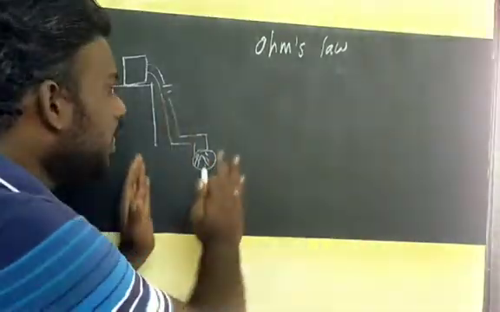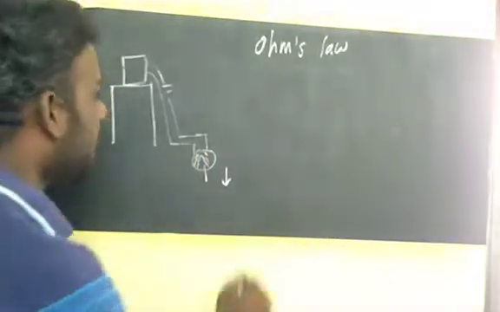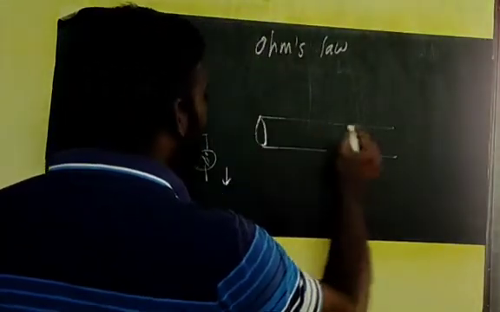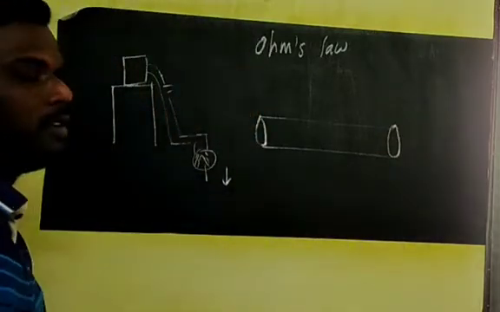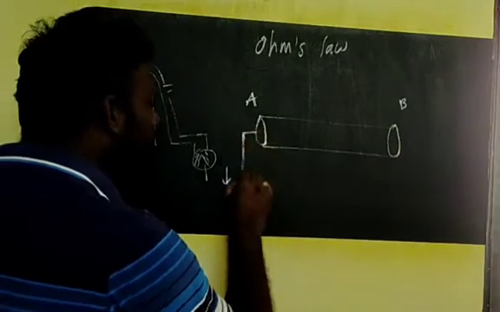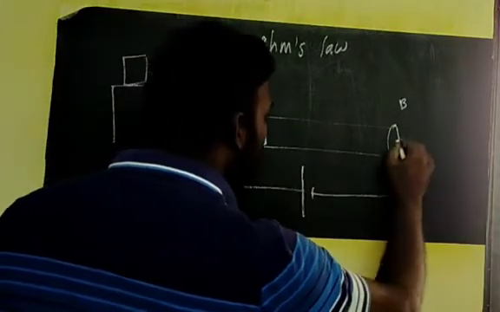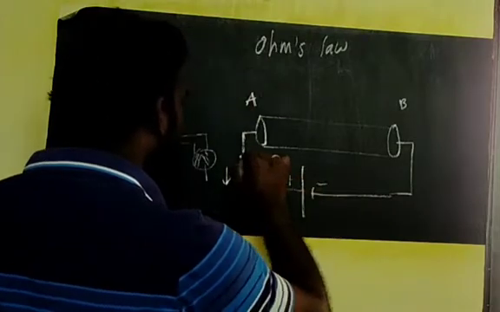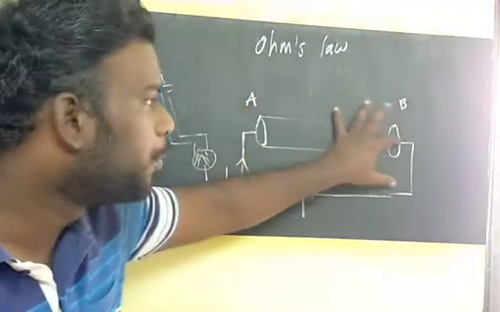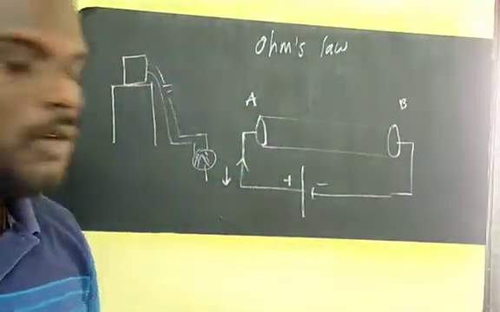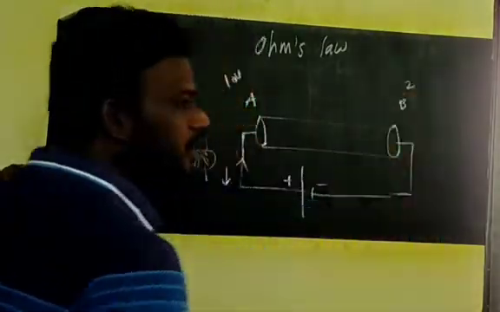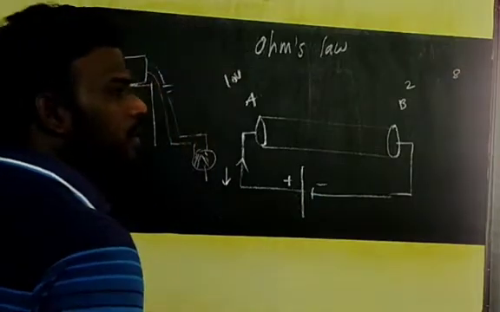The same method I am going to apply in current electricity. Just imagine we have a conductor. This conductor has two ends, one end is called A and the other is called B. The two ends of the conductor are attached to the battery, positive and negative, and this will be the direction of current. Point A will have some potential, and point B will have some potential. For example, point A has 10 volts, and point B has 2 volts. The difference is 8.